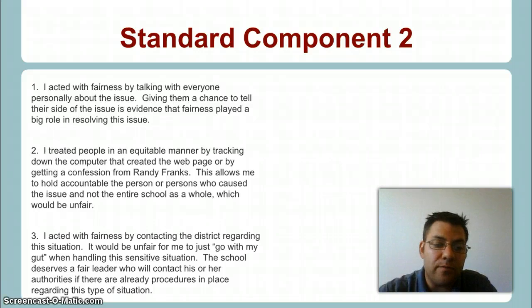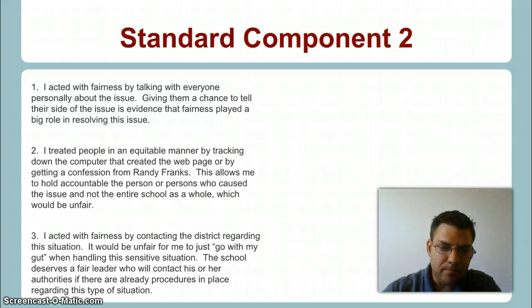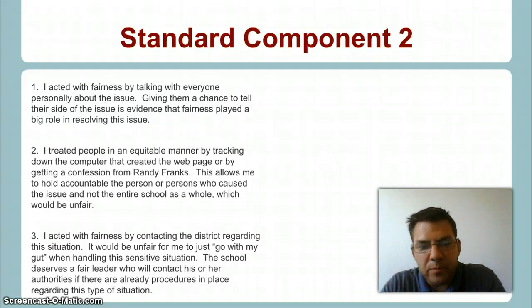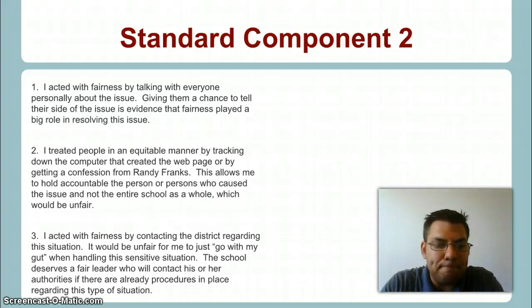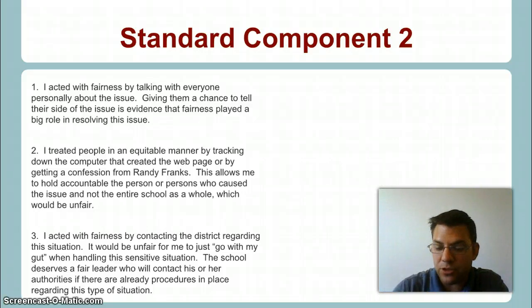I acted with fairness by contacting the district regarding this situation. It would be unfair of me to just go with my gut when handling this sensitive situation. The school deserves a fair leader who will contact his or her authorities if there are already procedures in place regarding this type of situation.